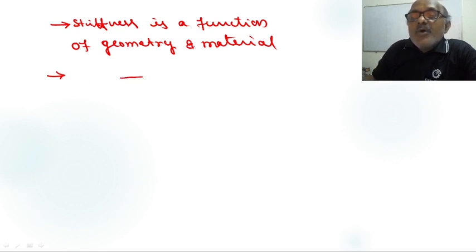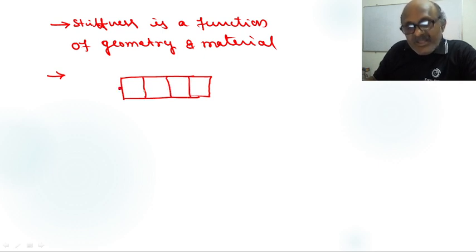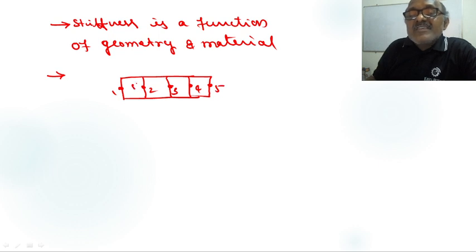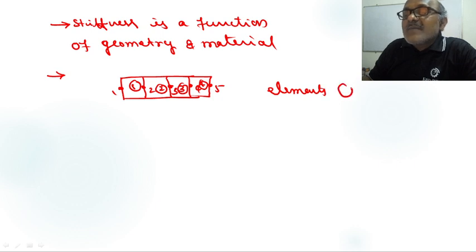Now consider this as a domain. I am dividing this domain into small pieces. So the stiffnesses are at nodal points. Here is node 1, node 2, node 3, node 4, node 5. Now this is element 1, element 2, element 3, element 4, my dear students. Elements are represented with a number in a circle. Nodes are represented only by numbers.